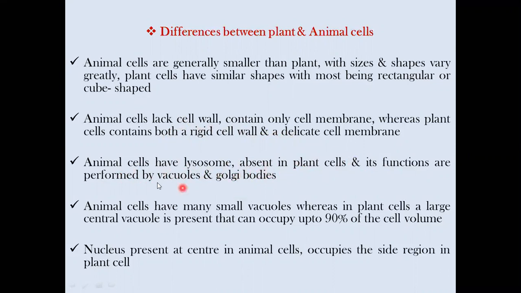So the hydrolytic enzymes, which are present in lysosomes, have their functions performed by vacuoles and Golgi bodies in plant cells. Next is, animal cells have many small vacuoles, whereas in plant cells, a large central vacuole is present that can occupy up to 90% of the cell volume. So animal cells have many small vacuoles, while plant cells have one larger vacuole, which occupies 90% of the volume of the cell. So when you look at a plant cell, it is mainly occupied by the vacuole. The nucleus is present at the center in the animal cell and occupies the side region in plant cells because of the large size of the vacuole.